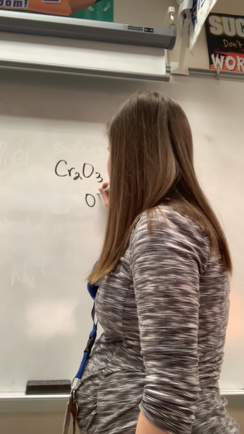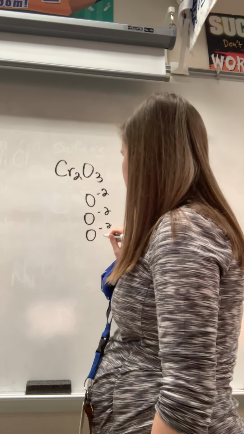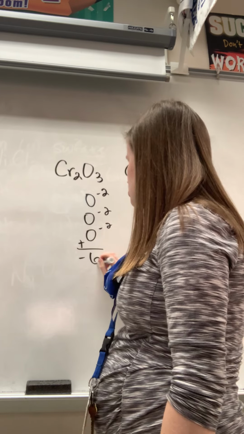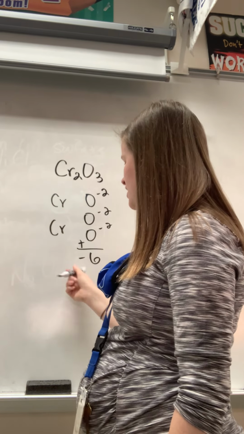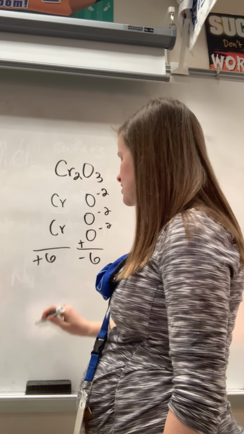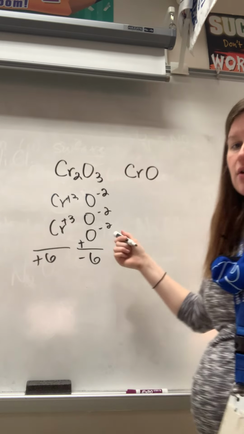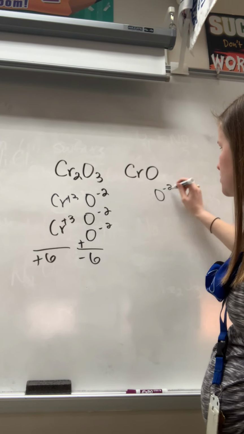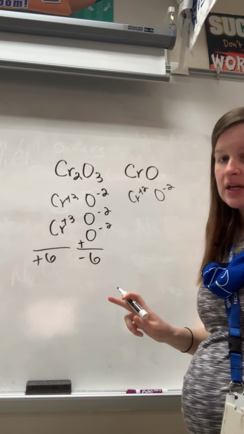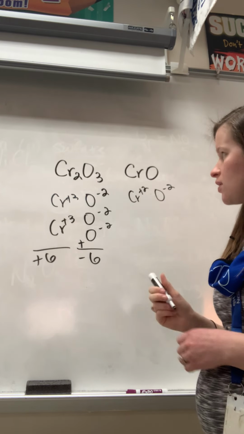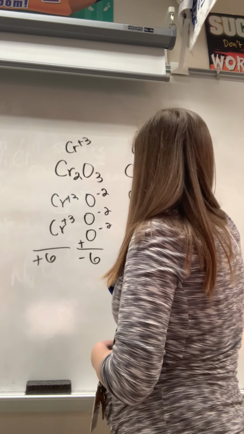So we know oxygen has a -2 charge. If I have 3 total of them, then I have a total of a -6 charge. I have 2 chromiums, and those 2 chromiums have to cancel out that -6 charge, so they have to be +6. That means that each of them has to be +3. And you could do the same thing over here. This oxygen has to be -2, and this chromium has to be +2. Okay, we're looking at the charges. So this guy's chromium 3, and this guy's chromium 2.